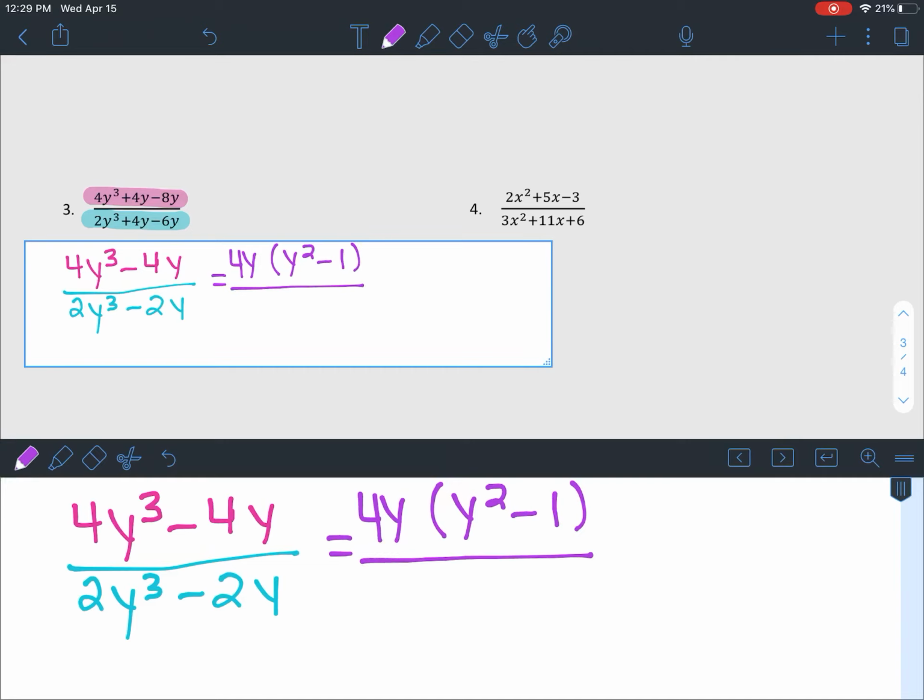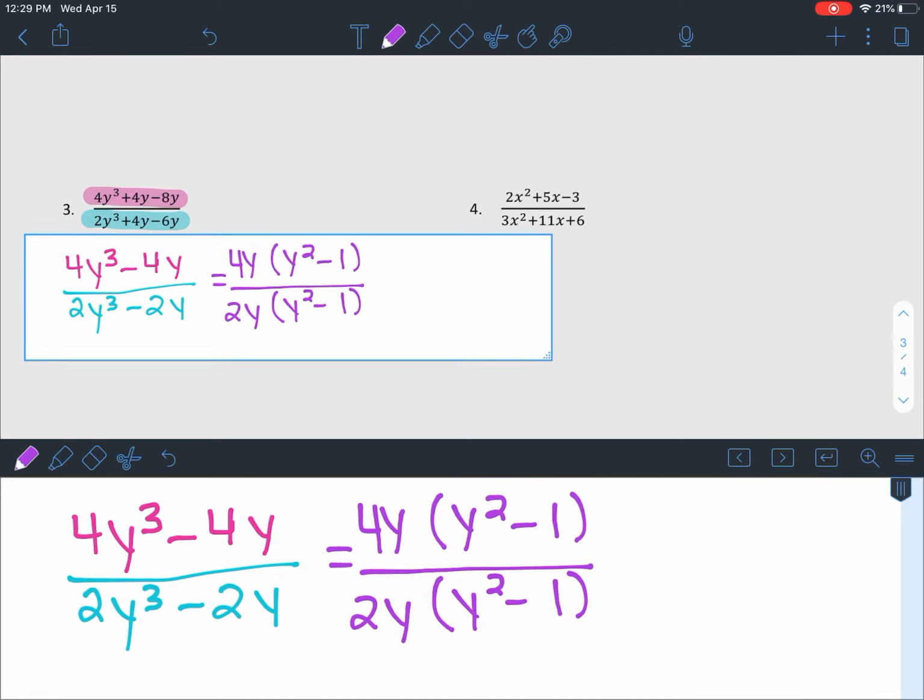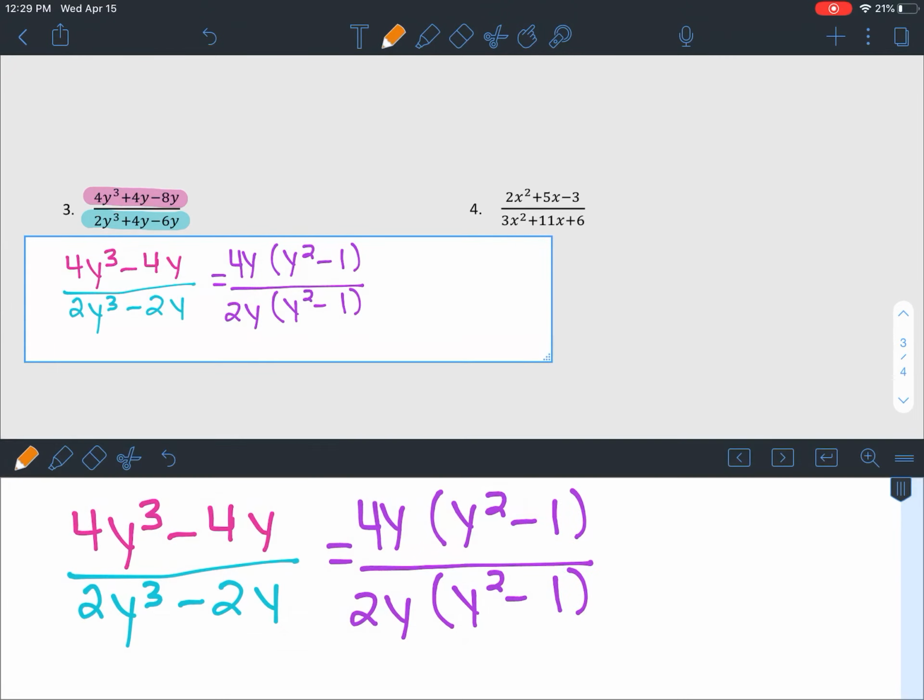And then on the bottom, I have a 2 in both of my terms, and I have a y in both of my terms. So I can take out a 2 and a y, and I'll be left with y squared minus 1. So then from here, you already know what I'm going to say next.